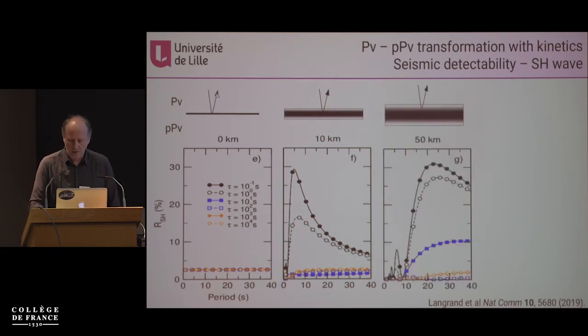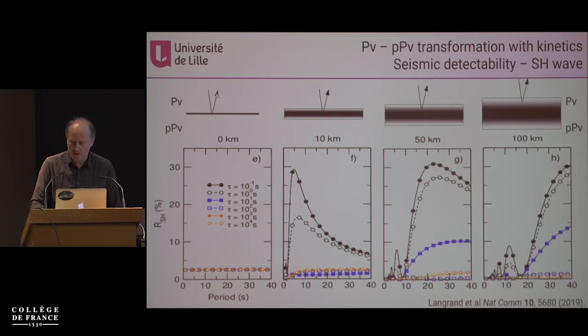If you increase the thickness of the coexistence layer, the effect still exists. It's actually even higher. So the thicker the region of coexistence between Bridgmanite and post-perovskite, the more reflection you may have. You can look at the details of those curves. So the reflection coefficient depends on the period, on the time scale of the transformation.